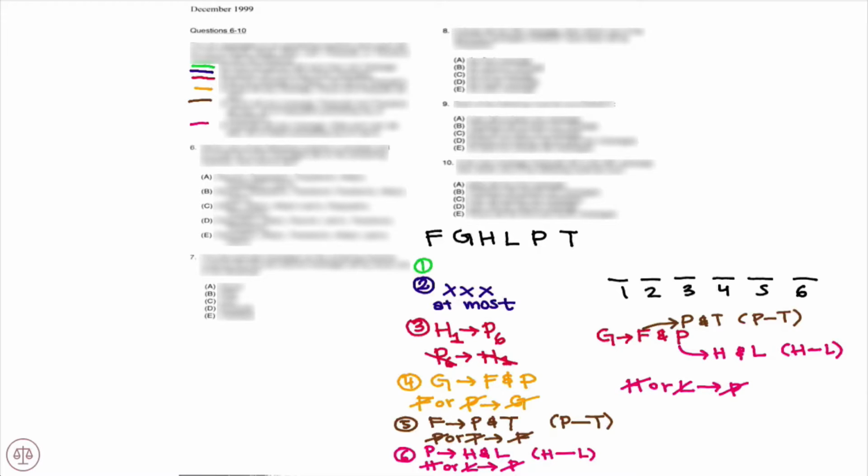And then we can see from rule number 5 that if Pascal does not leave a message, then Flor does not leave a message. And we can see from rule number 4 that if Flor doesn't leave a message, then Greta is not going to leave a message.